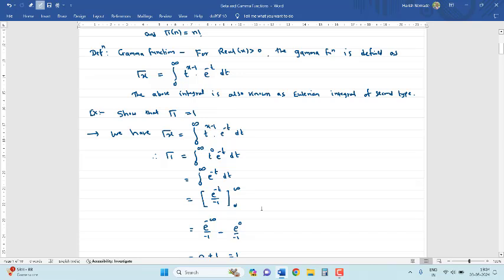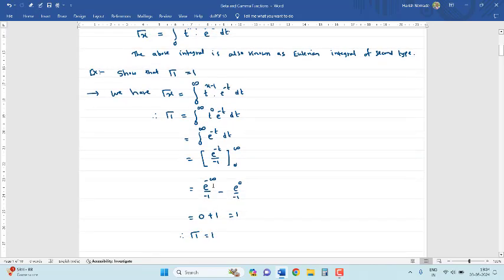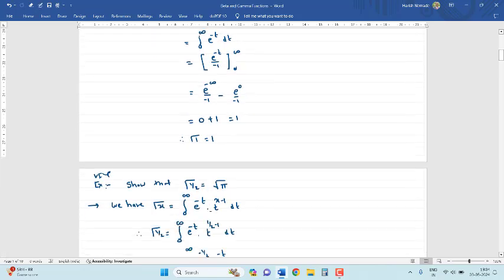So this is equal to, upper limit is infinity, so e raised to minus infinity upon minus 1, minus lower limit is 0, so e raised to 0 upon minus 1. So we know e raised to minus infinity is 0. So this one is 0 minus minus, plus e raised to 0 is 1. So it is 0 plus 1, that is equal to 1. Hence we have gamma 1 is equal to 1.